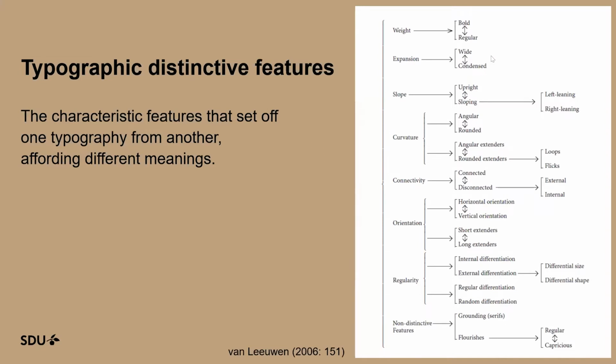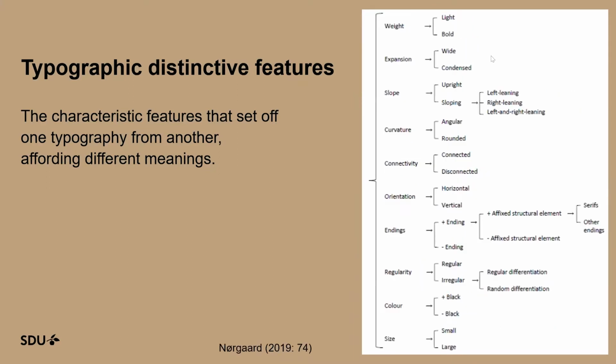Okay, the distinctive features approach to typography focuses on the features that set one typeface off from another. And what you see here, I hope you can see the list, yes, is Theo van Leeuwen's list of distinctive features. I'm using many of the same features as him, but I have made additions and adjustments, and I'm going to talk about my own list of typographic features that I find useful for analysis.